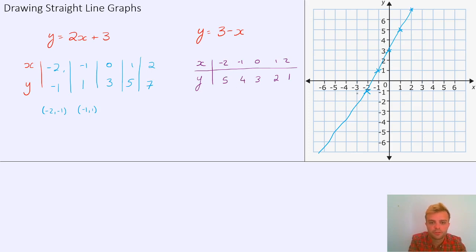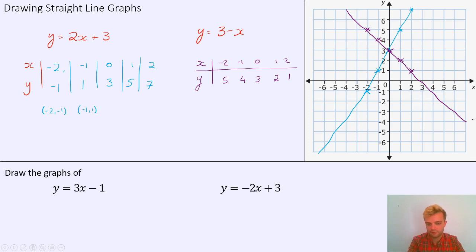So again, we have some coordinates. We have -2, 5, which we plot here. We have -1, 4, 0, 3, 1, 2, and 2, 1. And then with a ruler, which I don't have, it's not very good, but it's not bad. With a ruler, straight line, you join up the points you've drawn all the way across the graph, and there's your straight line graph.